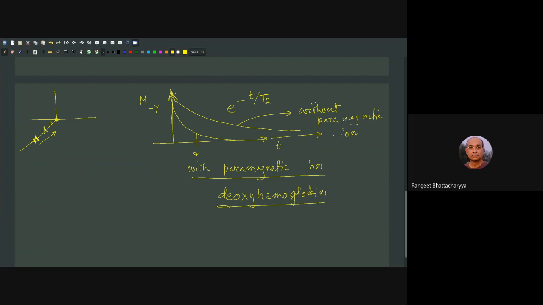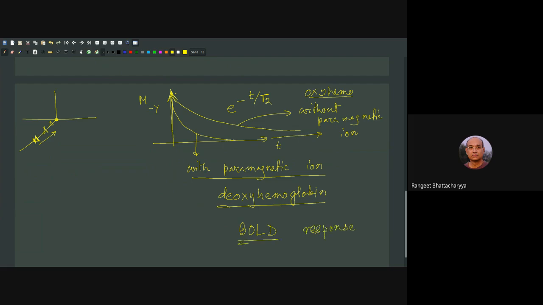And without paramagnetic ion, this would be oxyhemoglobin. Which means the oxyhemoglobin, which comes in during the brain activity, has a slower decay rate. And typically, the deoxyhemoglobin, which is there all the time, unless effectively replaced by the oxyhemoglobin, its magnetization decays fast. This is called the BOLD response.